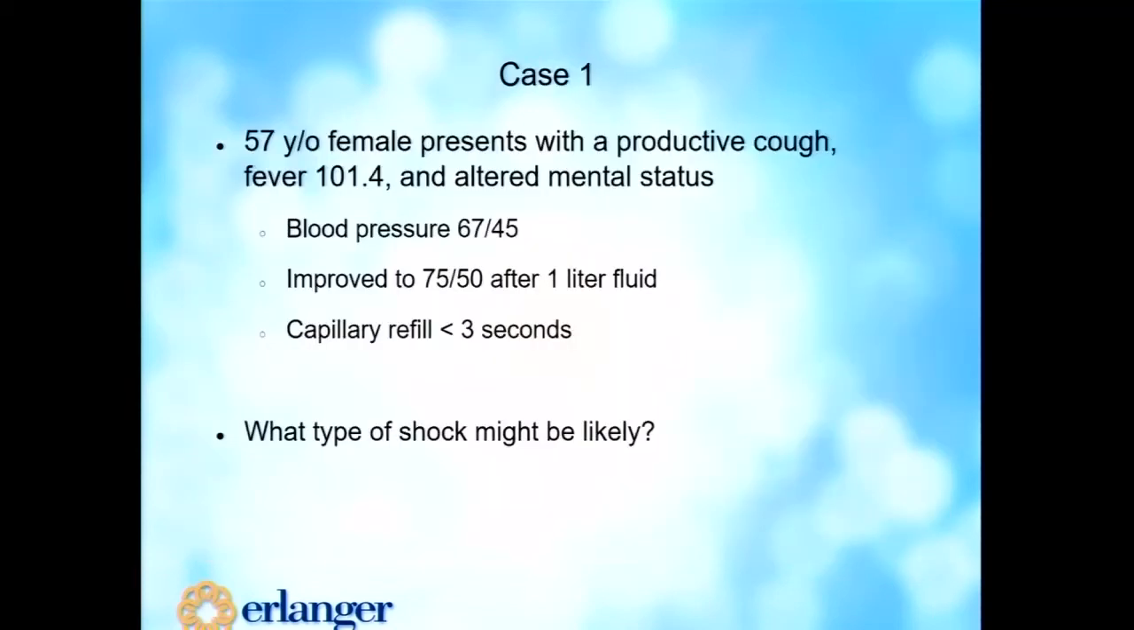So we're going to move into some cases to kind of bring it all back home. We have a 57-year-old female who presents with a productive cough, fever, and altered mental status. Blood pressure is pretty low. It went up a little bit after 1 liter of fluid, and her cap refill is less than 3 seconds, so it's pretty good. So what type of shock do you think this might be?